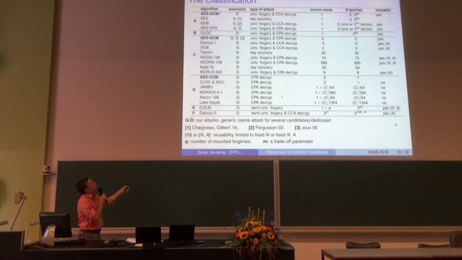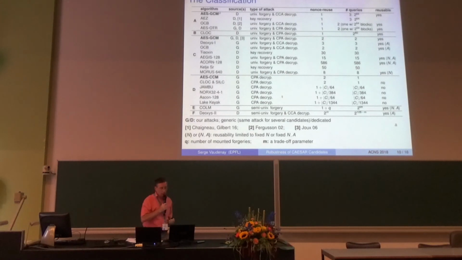So at the birthday bound, we can have a universal forgery and a CCA decryption attack. So that's where AES-GCM is. And you can see that in those classes, you have algorithms which are not much better. So maybe the worst that we can mention is Xaxis here, for which we have a key recovery attack. So with Xaxis, if there is a nonce which is repeated 30 times, we can reveal the secret key.